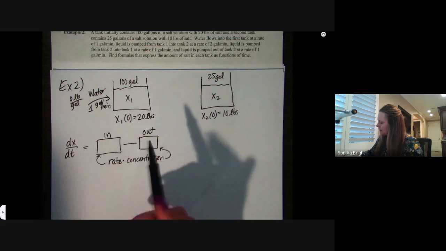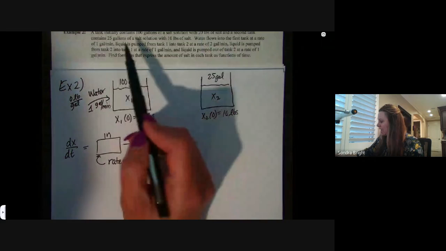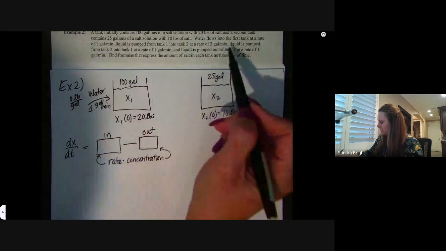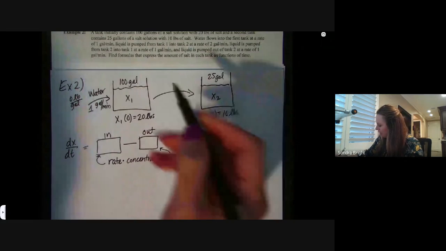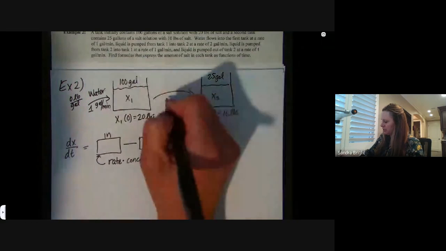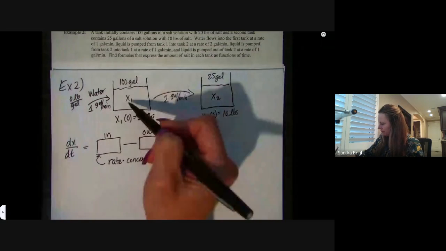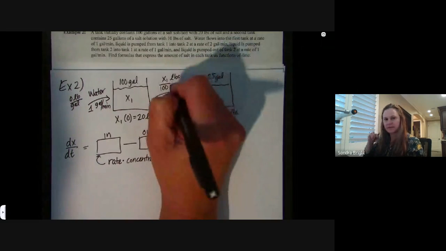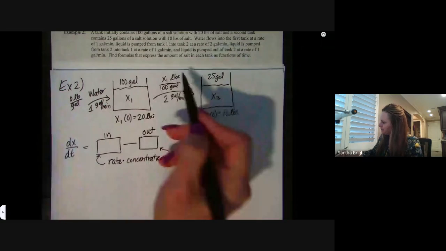Water flows into the first tank at a rate of 1 gallon per minute. Liquid is pumped from tank 1 into tank 2 at a rate of 2 gallons per minute. So we've got flow from tank 1 to tank 2 at 2 gallons per minute. And what is the concentration? Well, it's X1 over 100, X1 pounds over 100 gallons. Just keep our units correct, right? That's the concentration, and the 2 gallons per minute is the rate.